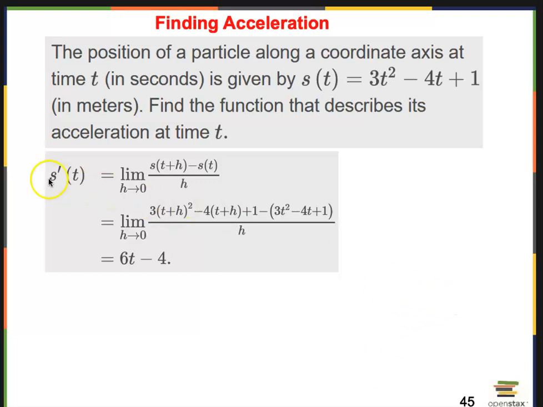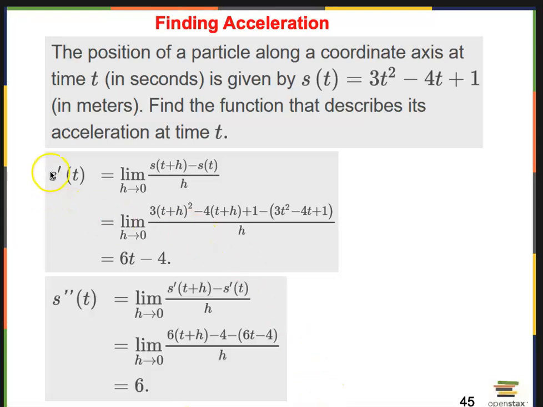Well, we need to find s prime of t, which remember that gives us our velocity. The derivative of a position function is the velocity. The derivative of the velocity function will be the acceleration function. So the first derivative of the position function will give us our velocity function. So we would get 6t minus 4 using our limit definition of a derivative.